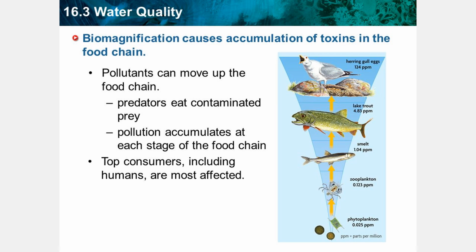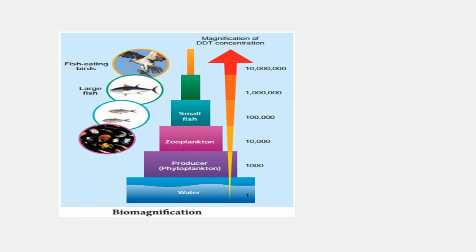That affects it; it accumulates and moves up the food chain. Predators eat contaminated prey. Pollution accumulates at each level of the food chain, and top consumers including humans are most affected. I hope you understand.